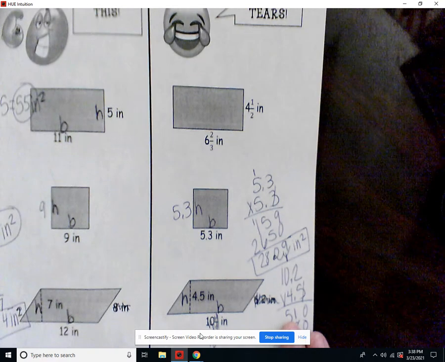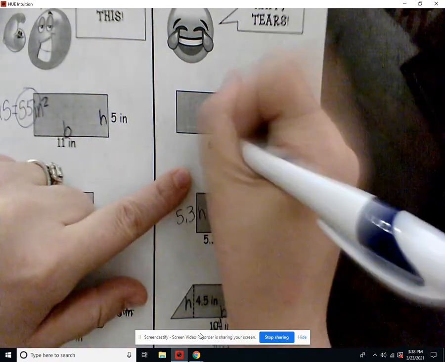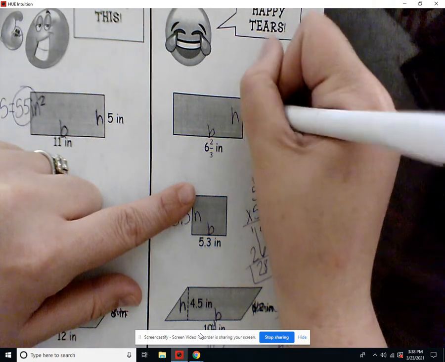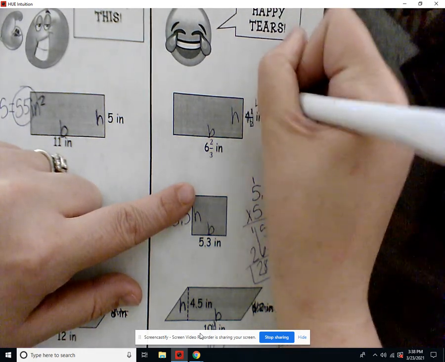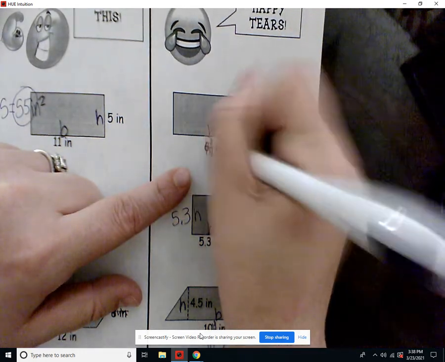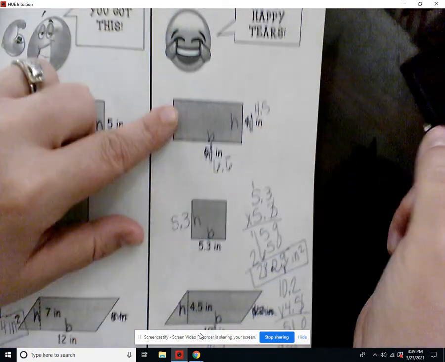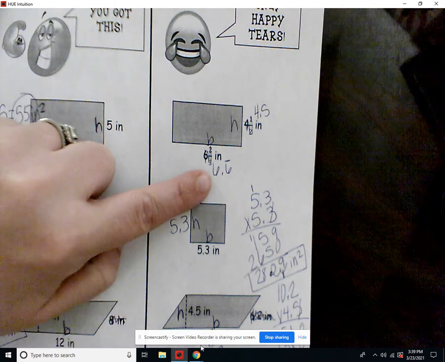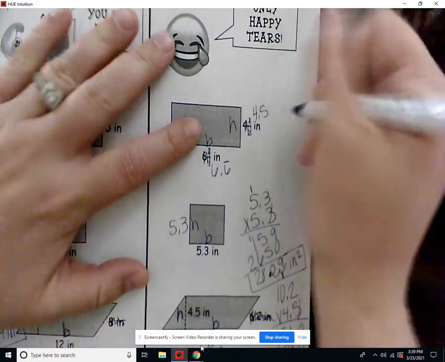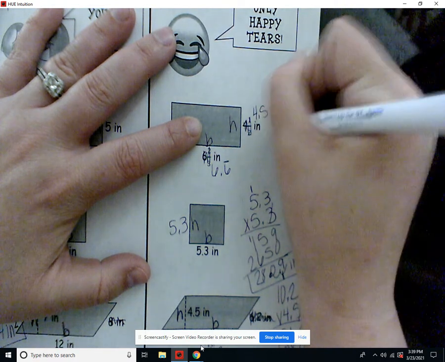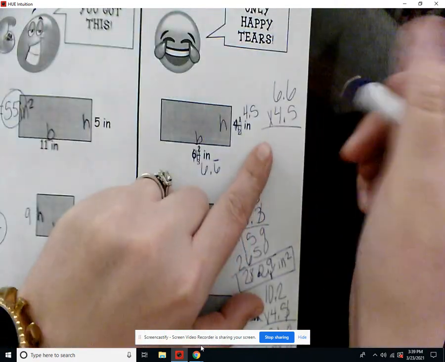All right, for our last one, for our rectangle, so there's our base, there's our height. So again, change it to decimals. So 4.5 is 4.5. 6 2/3 is 6.6. It does repeat. So 6.6 does repeat. So let's put 6.6. And then we're going to multiply 4.5 times 6.6.